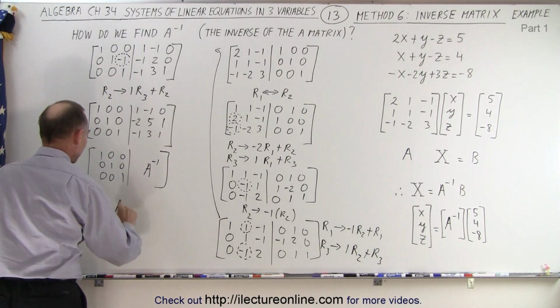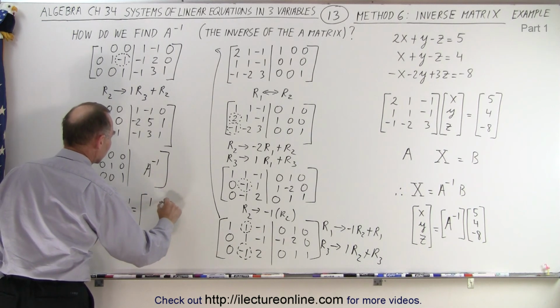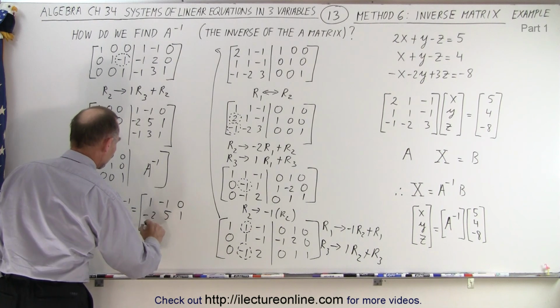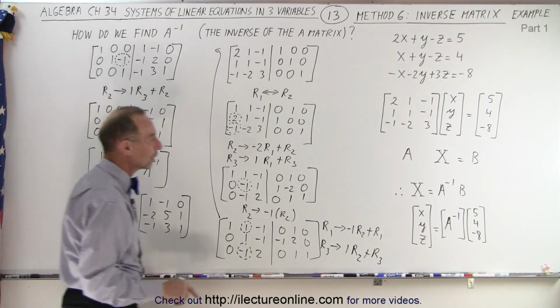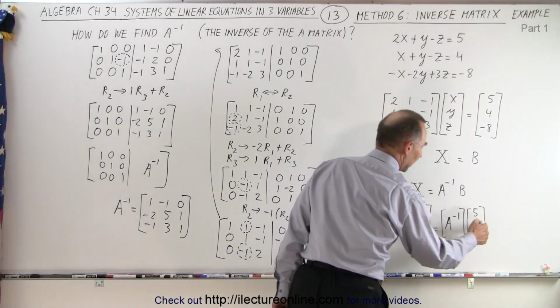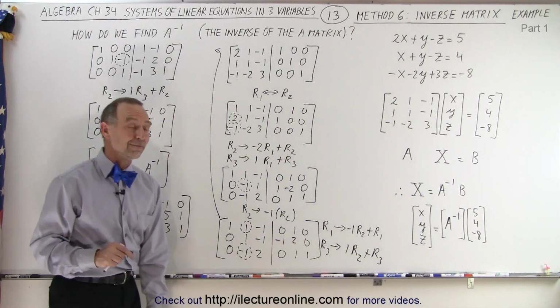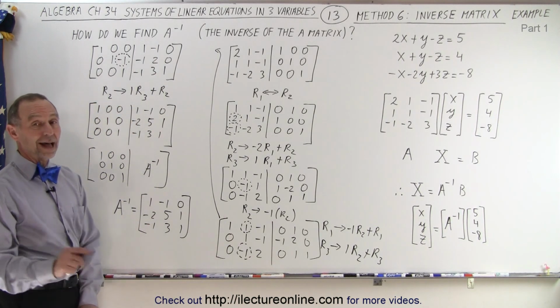So I can say that my inverse is equal to the matrix 1, negative 1, 0. Negative 2, 5, 1, negative 1, 3, and 1. And that I can use over here, multiply times the B matrix to get the values for x, y, and z. Of course, since I'm out of board space, why don't we do that on the next video?